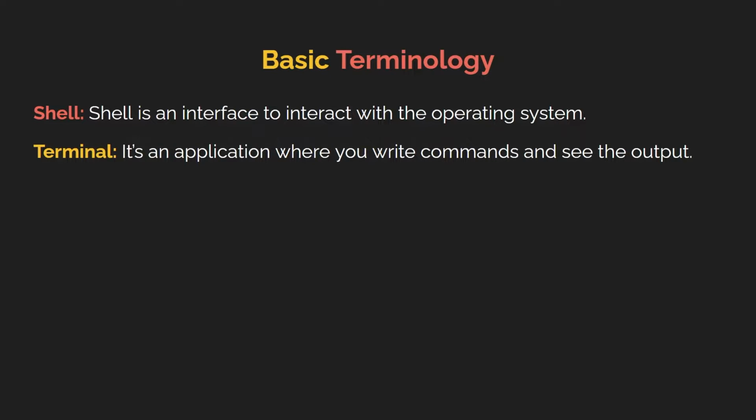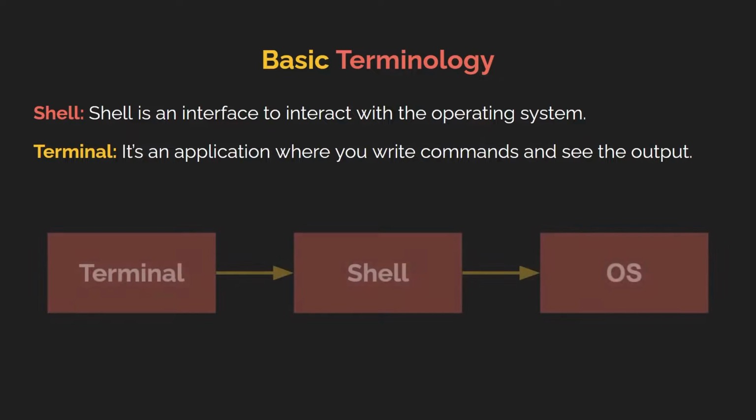First is the shell and the second is the terminal. Now, the shell is an interface to interact with the operating system. In the last video we talked about the user interface. It's the same thing. It's an interface to interact with an operating system, so it's a command line interface. And the second thing is the terminal. The terminal is an application where you write your command and you see the output. So this is how it works.